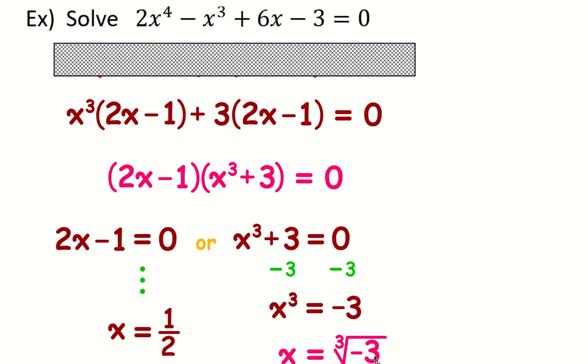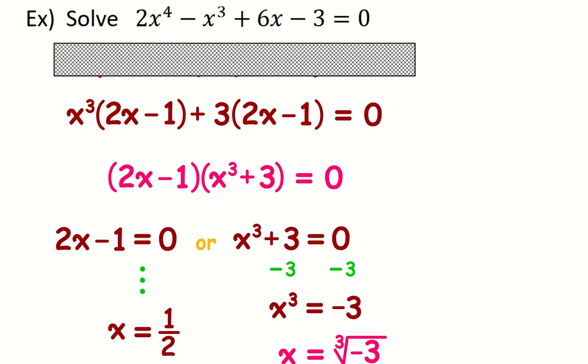Well, to be honest, that's not a clean answer. You know what I mean? It's not like taking the third root of 8. The third root of 8 is a nice clean answer of 2, because 2 to the third power is 8. You know, 2 times 2 times 2 is 8. So the third root of 8 would be 2.